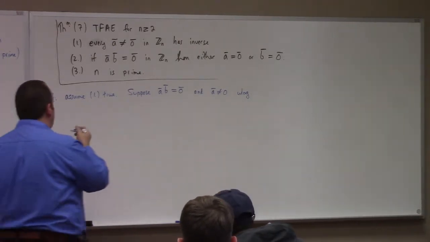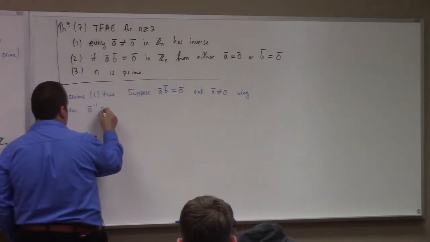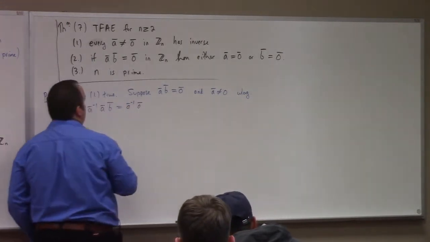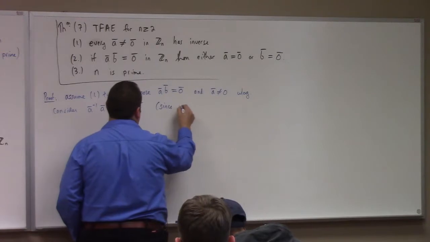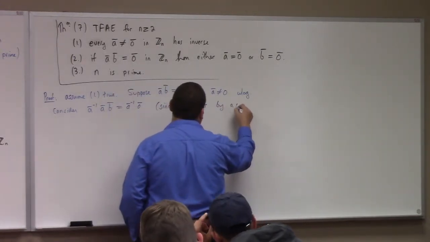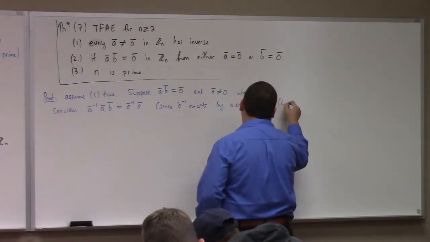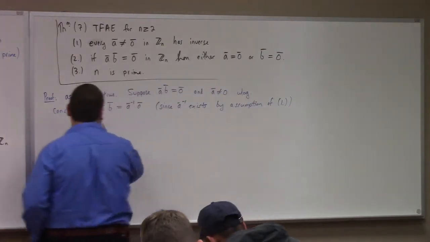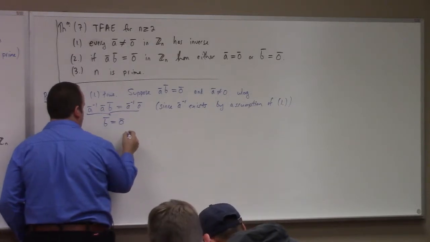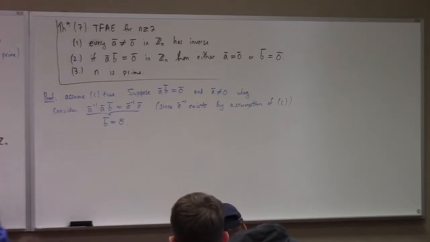So consider A bar inverse times A bar times B bar is equal to A bar inverse times 0 bar, since A bar inverse exists by 1, right? By assumption. But what does this give us? This gives us that B bar is equal to 0 bar. Done. Hence 1 implies 2.